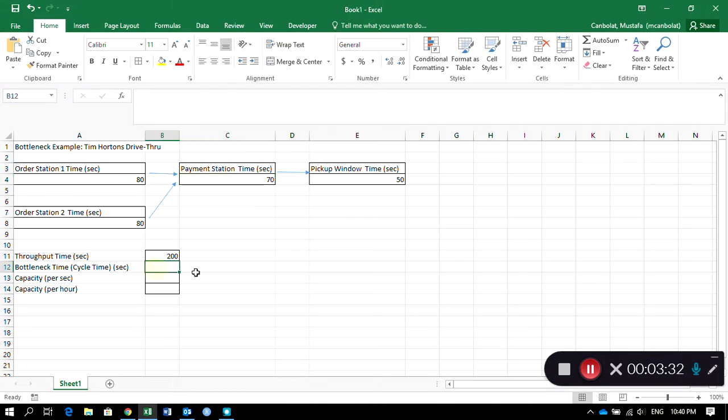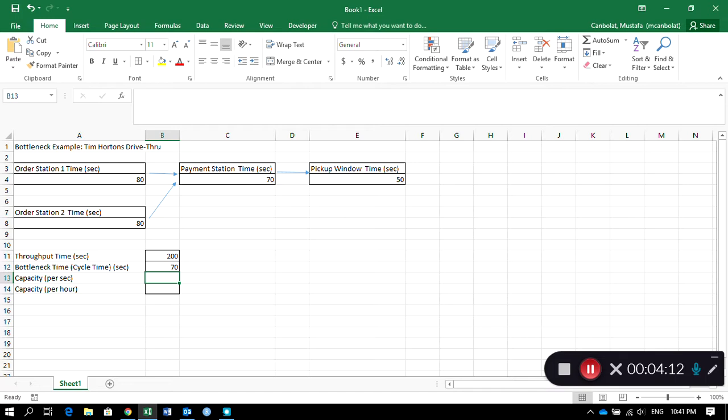So the bottleneck time, and sometimes you see this as a cycle time, is 70 seconds, and the bottleneck activity, the bottleneck station, is the payment station. So we will put that in here. We will say that this is the bottleneck. So 70 seconds is the time to process one order, or you could think of it this way: if you wait at the end of this assembly line, you will see one customer coming out of this Tim Hortons drive-thru every 70 seconds.